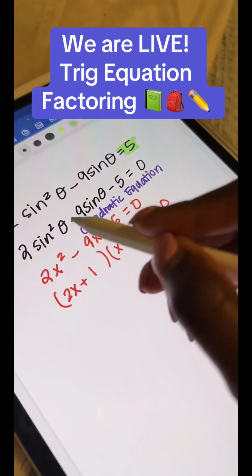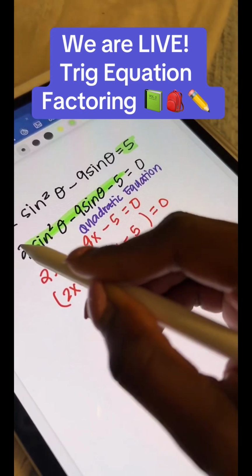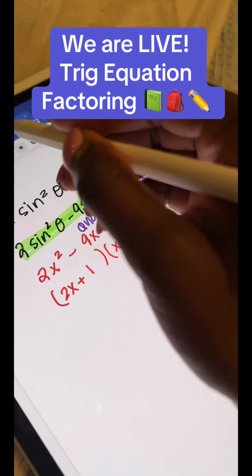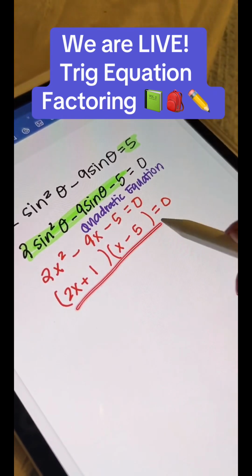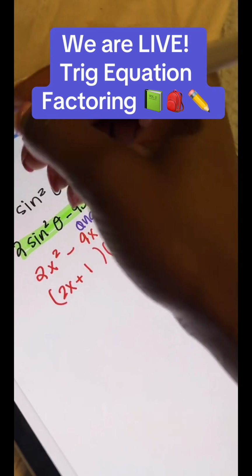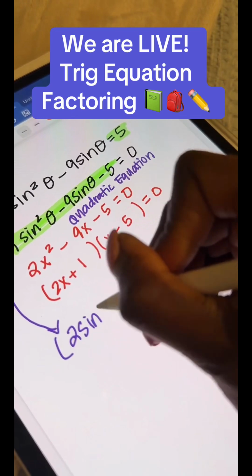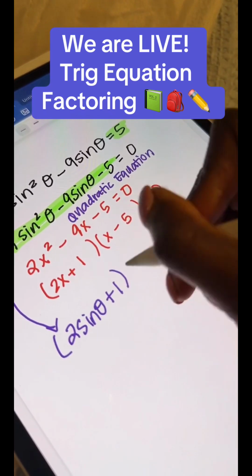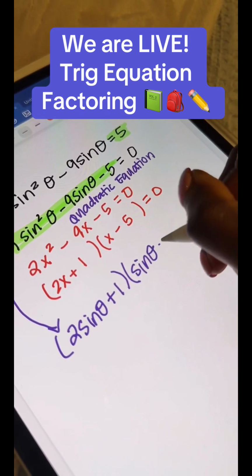I'm going to highlight this equation right here, and we are going to now factor it. It's basically going to look just like this quadratic equation that we have factored, but every time we see x, we're just replacing it with sine of theta. So if we factor this, you would have 2 sine of theta plus 1, and then you would also have sine of theta minus 5.